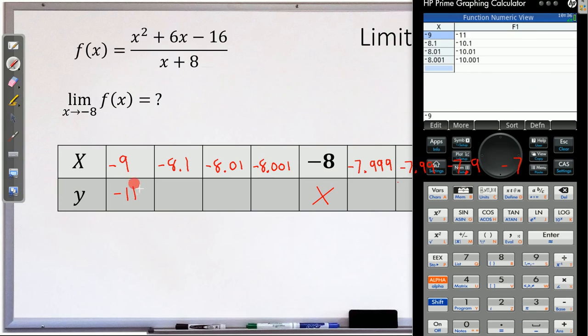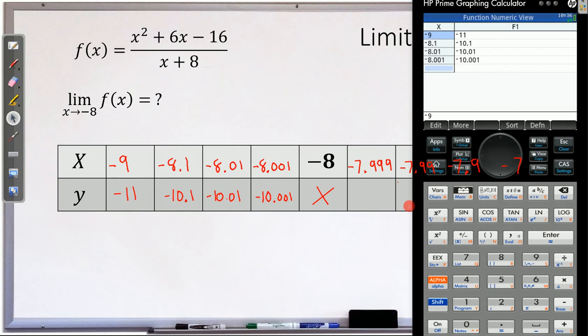Bring it back up here. Negative 10.1, negative 10.01, and negative 10.001. All right, now let's do the others.